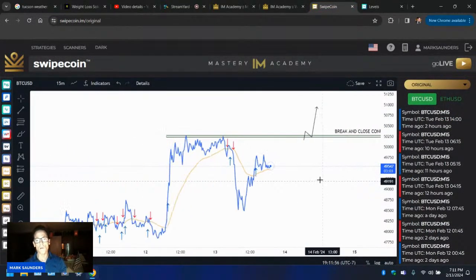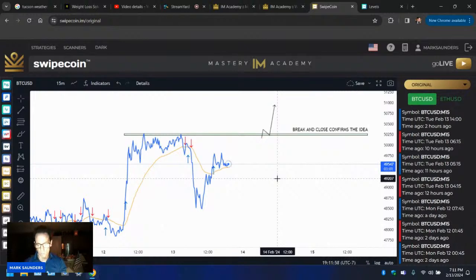What I'm currently looking for, just on the short run before I share with you about the academy, is my zone right around 50,250. I'm waiting to see if it breaks and closes above, and are we going to go up, or are we going to reject and go down?